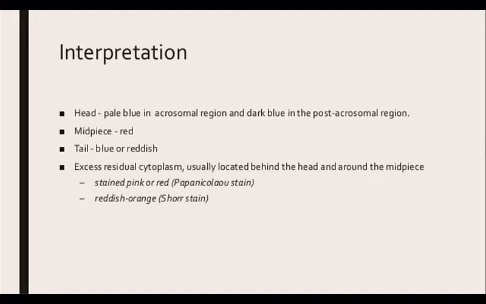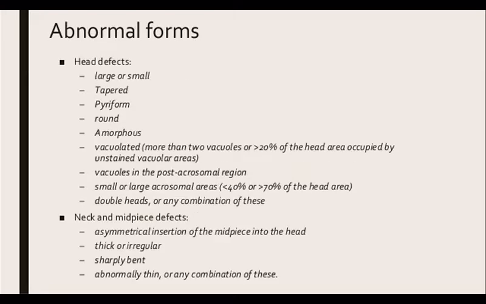Interpretation. Head appears pale blue in the acrosomal region and dark blue in the post-acrosomal region. Midpiece appears red in color. Tail appears blue or reddish in color. Excess residual cytoplasm, usually located behind the head and around the midpiece, stains red or pink in case of Papanicolaou staining or Pap staining, and reddish or orange in case of Shorr's method of staining.